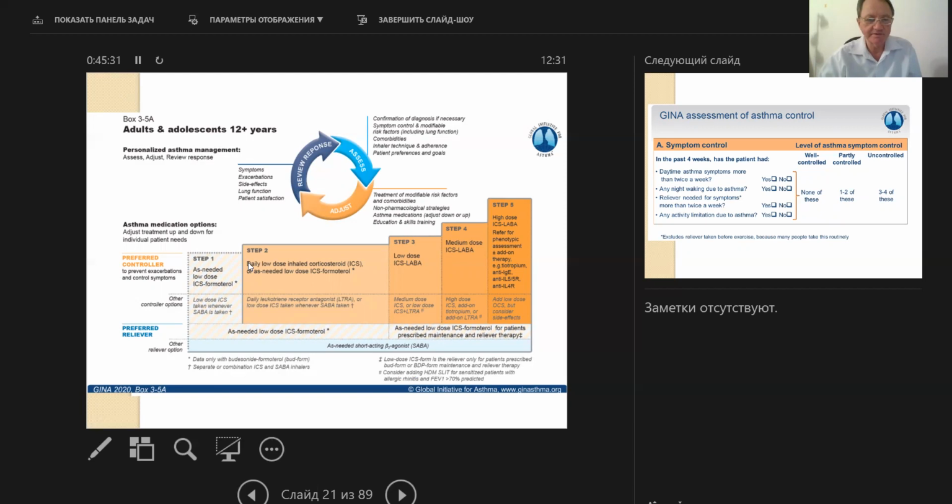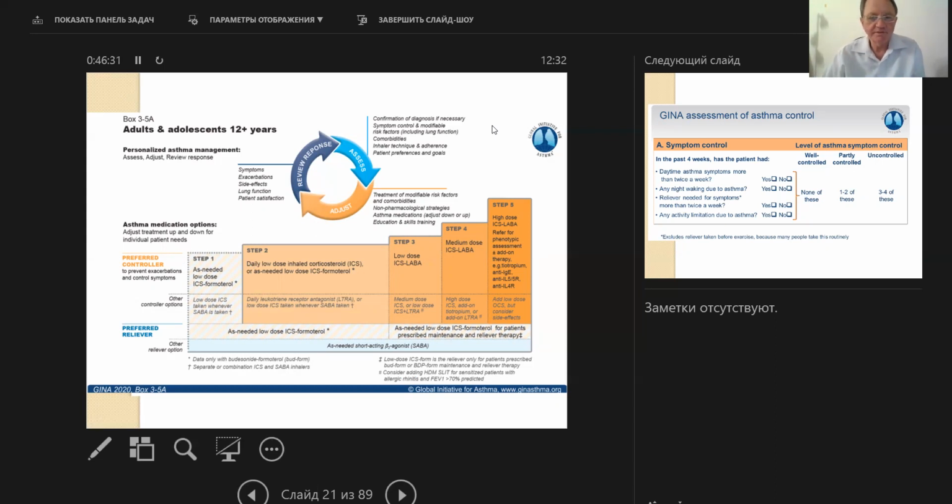I repeat once more: at the first visit, you evaluate the severity of bronchial asthma according to the symptoms. At the second and other visits, you should evaluate the severity of bronchial asthma according to the step of treatment. For example, the patient has no symptoms during the last months, you should analyze at least the last 4 weeks. No symptoms, but the patient uses a high dosage of inhaled corticosteroids plus LABA plus LAMA, a long-acting anticholinergic drug. But it's step 5. It's severe bronchial asthma. Nevertheless, the patient has no symptoms.